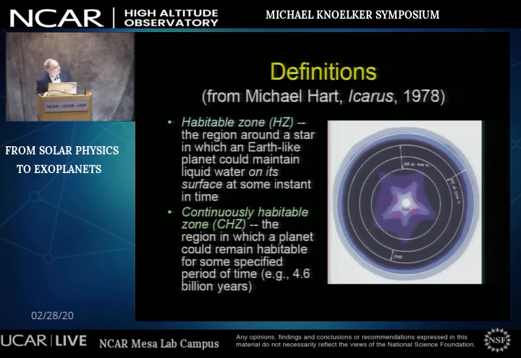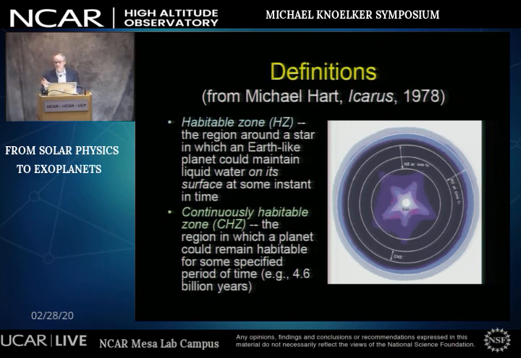I became aware of this back when I was a graduate student because there were 2 papers written by Michael Hart, who was a planetary scientist at NASA Goddard, and he used the term habitable zone. In fact, he did something which I think was very good. He defined 2 different types of habitable zone: an instantaneous habitable zone, which is the region around a star in which liquid water can be maintained at some instant in time.